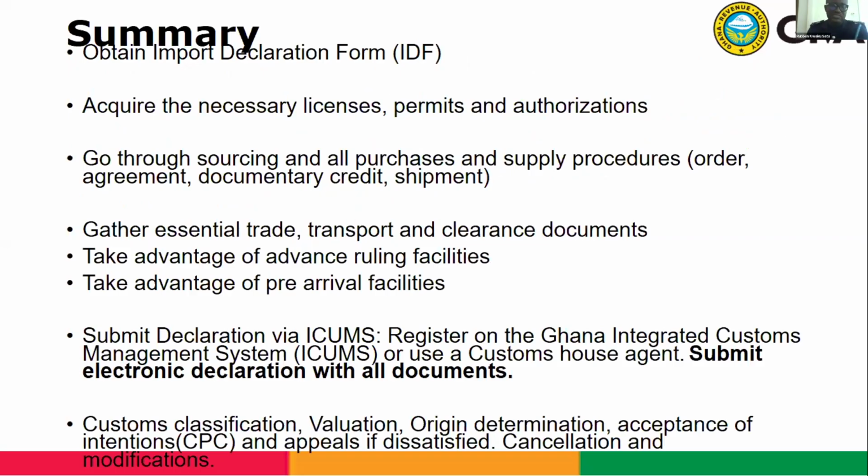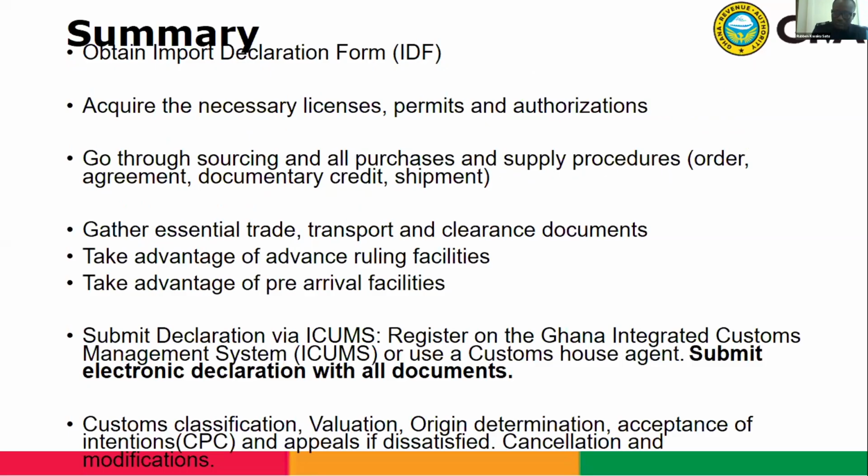So, as we discussed in summary, as an importer or a person who wants to operate in the import space, you have to obtain your import declaration form, your IDF. You acquire the necessary licenses, permits, and authorization. You go through your sourcing and all purchase and supply procedures. You gather your essential trade, transport, and clearance documents. You take advantage of the advance ruling facilities you have. You take advantage of the pre-arrival facilities customs have.